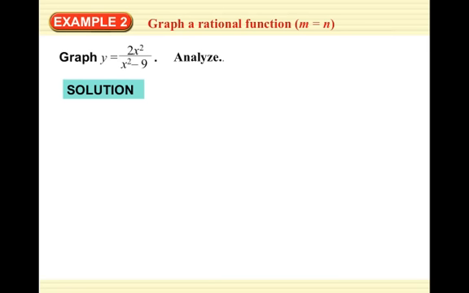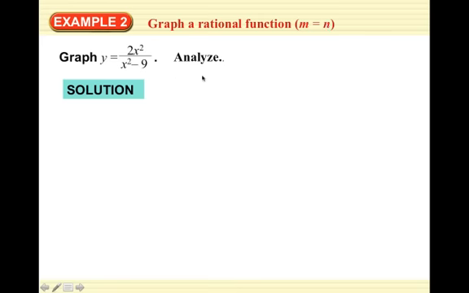Let's look at example 2. We only have 3 examples today, so we should be able to make it through this in one video. We're going to graph y equals 2x squared divided by x squared minus 9. Now remember, before we had a bottom-heavy rational function because it had a larger degree on the bottom. See how this one, you have x squared and x squared? This one's balanced. Okay, so we're going to see how a balanced function, one where m equals n, works.